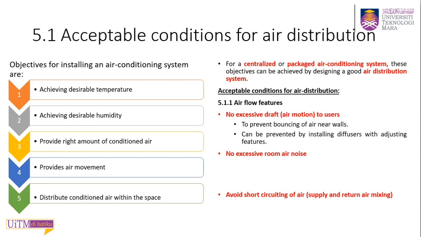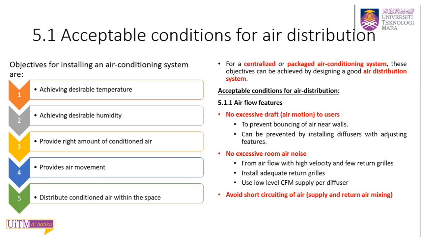Not having excessive draft of air is to prevent bouncing of air near the walls. This can be prevented by installing diffusers with adjusting features. Excessive air noise is normally caused by airflow with high velocity and few return grills. This can be prevented by installing adequate amount of return grills and using low-level CFM supply per diffuser. To avoid short-circuiting of air, the return grills should not be located where there is bypassing of supply air.